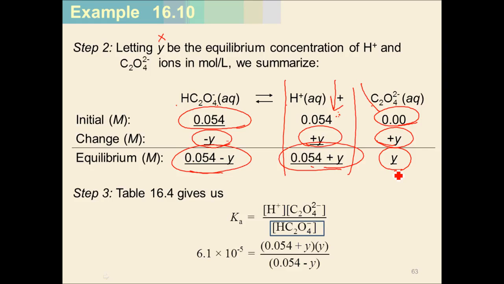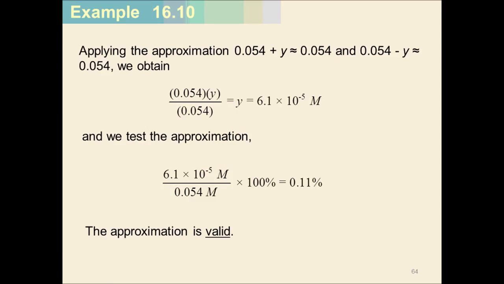Step 3 then, from table 16.4, we get the Ka for our HC2O4 1-, and it's equal to the hydronium times the oxalate ion concentrations divided by our acid. Substituting our equilibrium values into this Ka expression, you can solve here, and you will get 0.054 times Y, and again, making the assumption that Y will be negligible compared to 0.054.